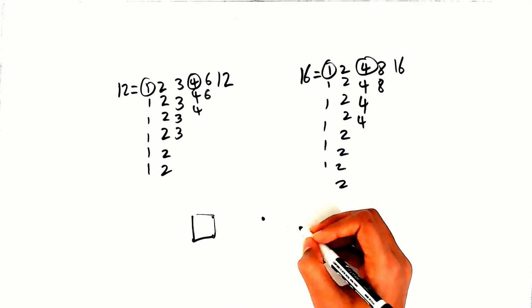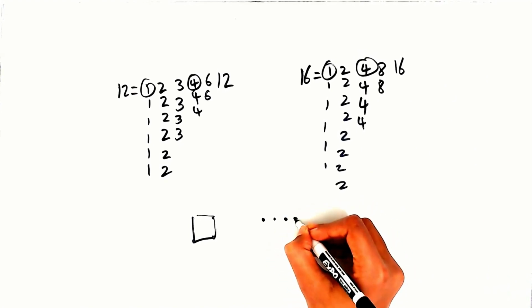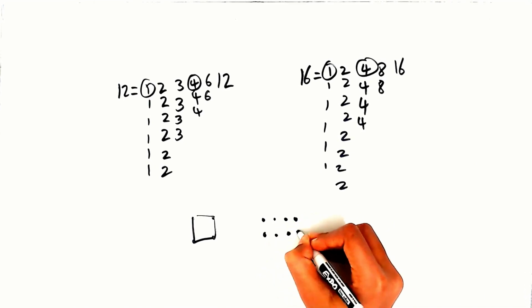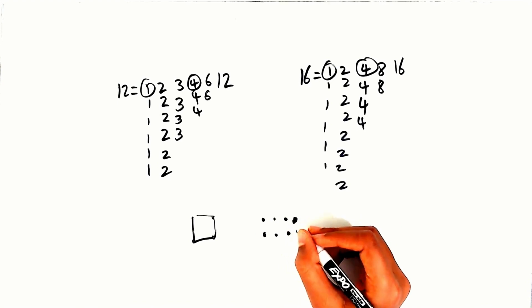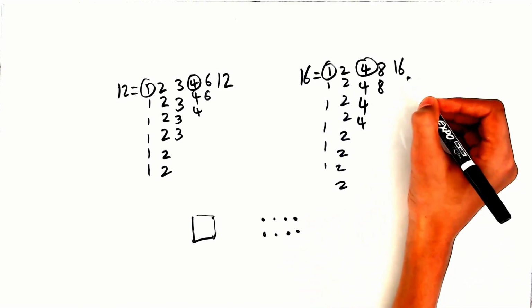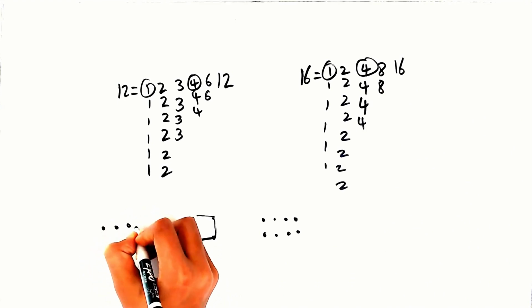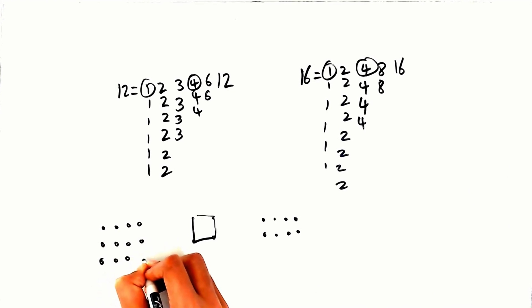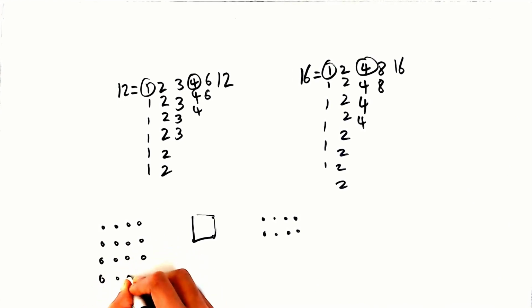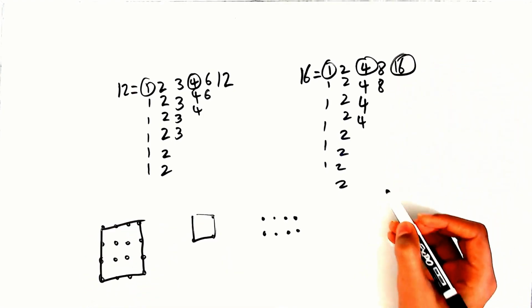For 8, it isn't a square because it can only be written like this: 1, 2, 4, and 1, 2, 3, 4. And it isn't a perfect square. So now let's take 16. 16 is a square because it's going to be written like 1, 2, 3, 4, 1, 2, 3, 4, 1, 2, 3, 4, and 1, 2, 3, 4. So it would be a perfect square. So 16 would be a square.